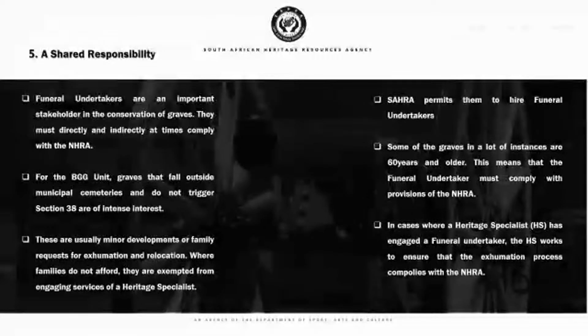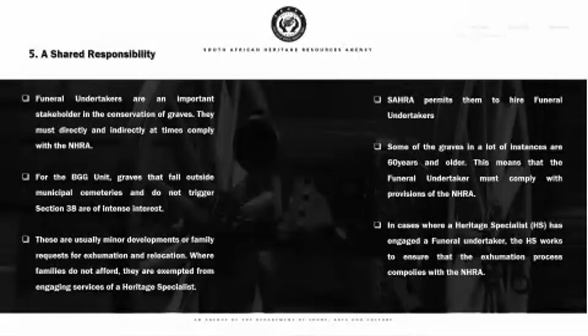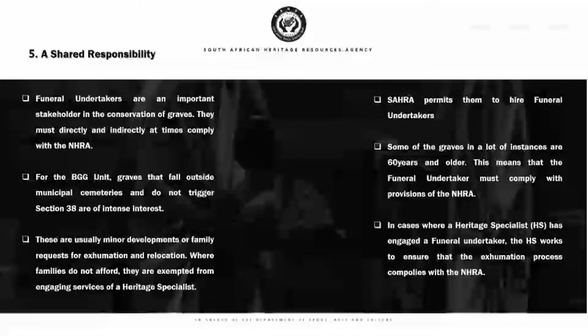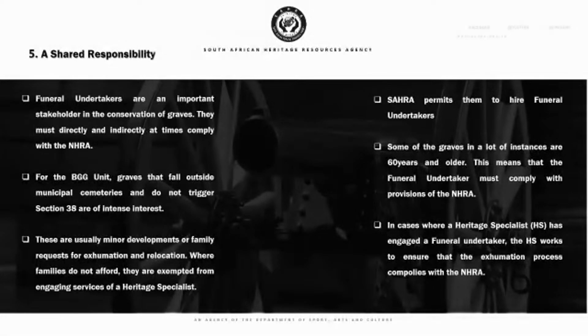Funeral undertakers are hired by heritage specialists to do the exhumation under their supervision. So even then, it means that funeral undertakers will have to constantly intersect with the archaeologist who has been hired by the mining company that wants to relocate 20 graves, right? That's where I think a bit of knowledge by the funeral undertakers will assist in making sure that this is better managed and implemented, complying with the NHRA.